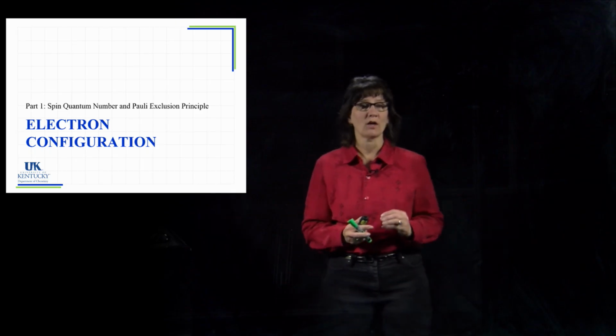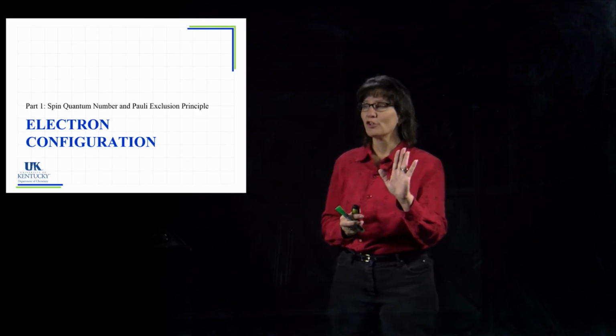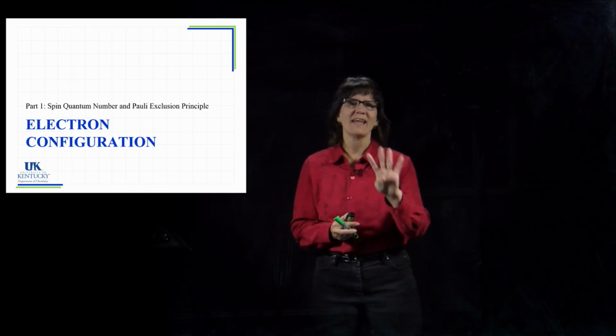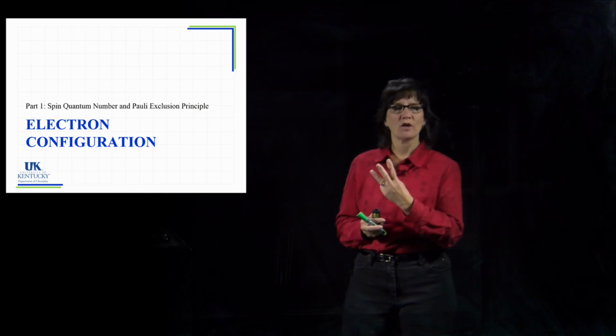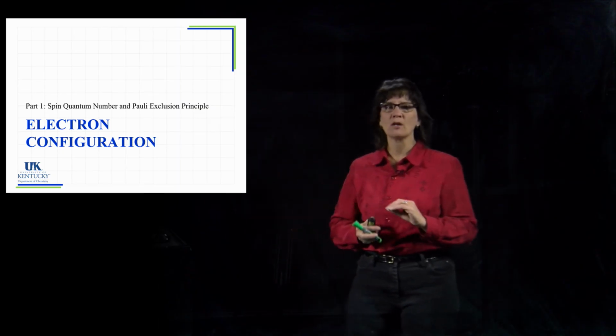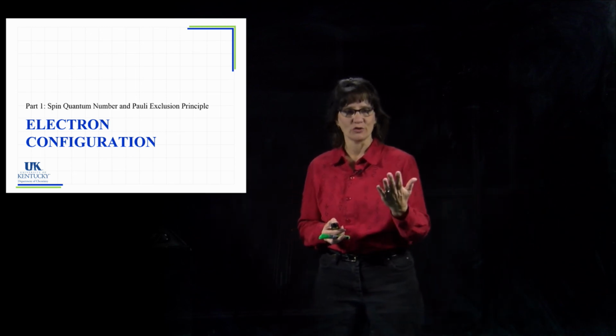But we're going to look at electron configuration, and we're going to look at it in multiple parts. In this first part, we're going to talk about that spin quantum number. This is the last of the four quantum numbers. We saw the first three in the last unit. Now we're looking at the fourth one, which is the spin quantum number. And we're going to learn something called the Pauli exclusion principle.